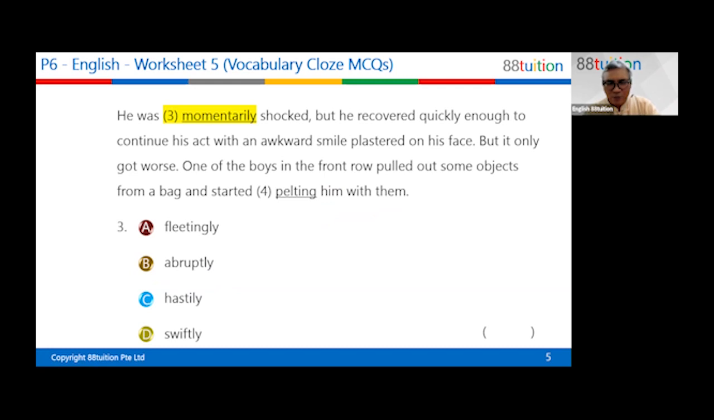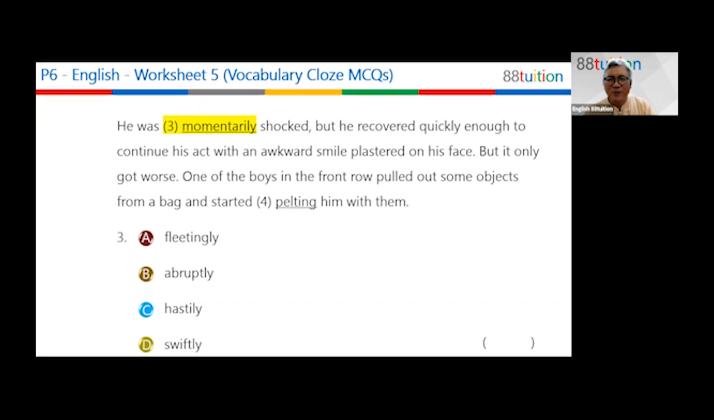Number 3. Your answers, please. For number 3, momentarily. It was momentarily shocked. Yep. The answers are coming in. Good. Right. And a 5, 4, 3, 2, 1.